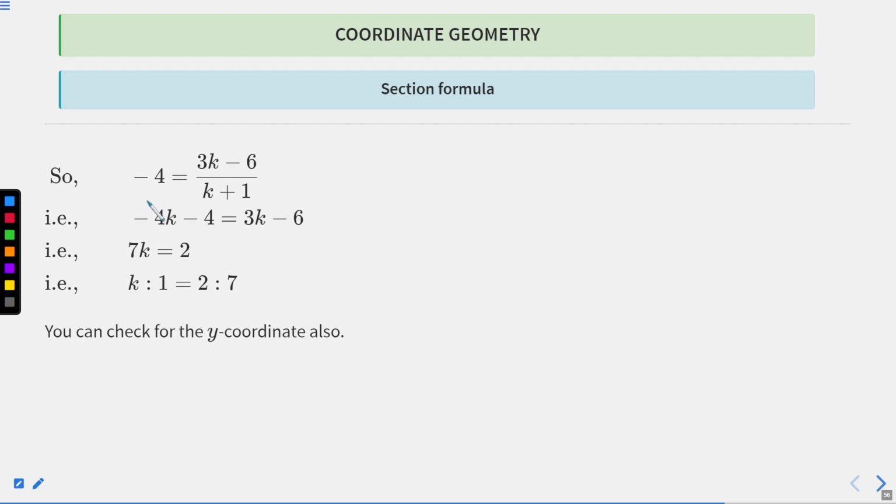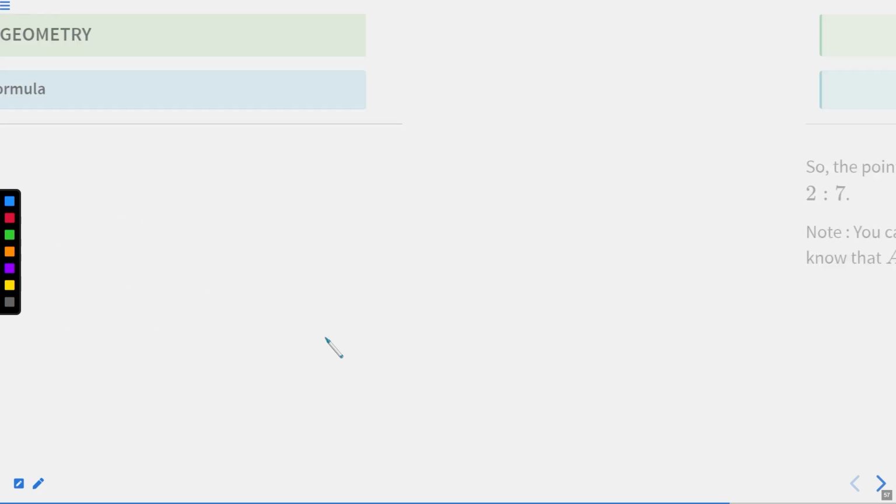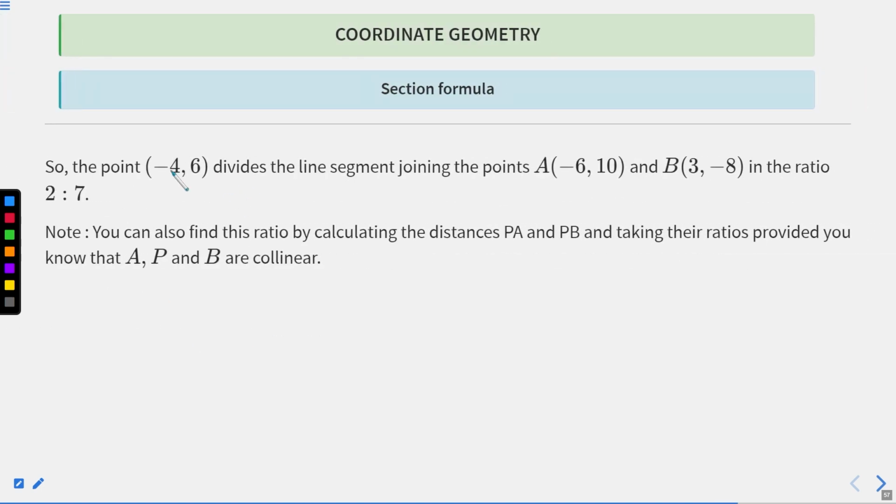Then we get minus 4 is equal to 3k minus 6 divided by k plus 1. And if we simplify this, then we get minus 4k minus 4 is equal to 3k minus 6, and it implies 7k is equal to 2, and it implies k is to 1 is equal to 2 is to 7. So you can check the y coordinate also. So the point minus 4, 6 divides the line segment joining the points A minus 6, 10 and B 3, minus 8 in the ratio 2 is to 7.